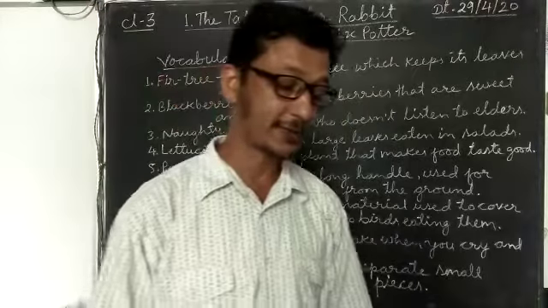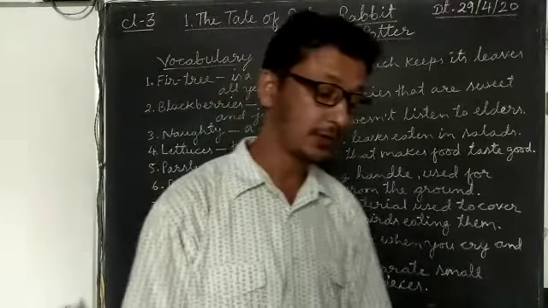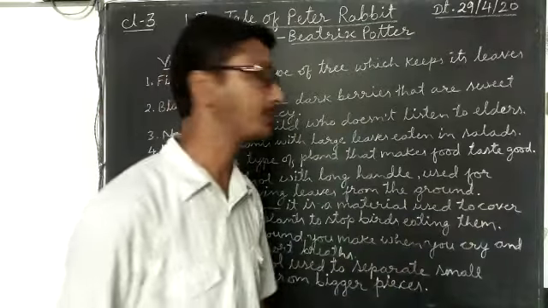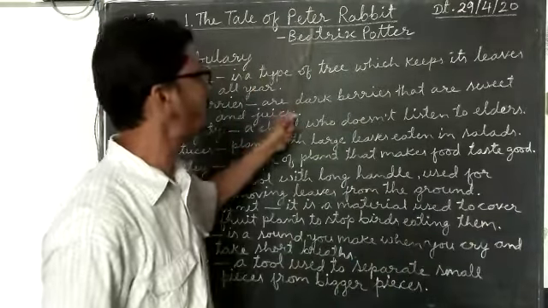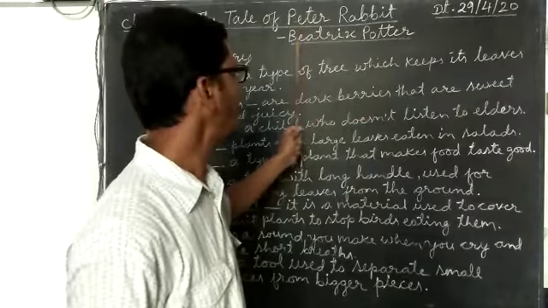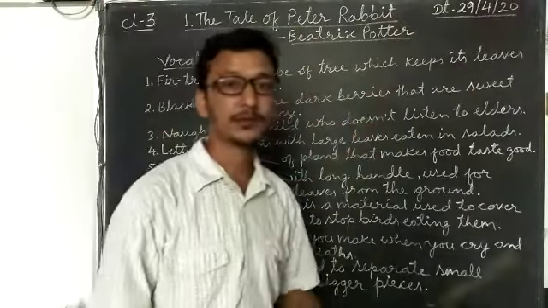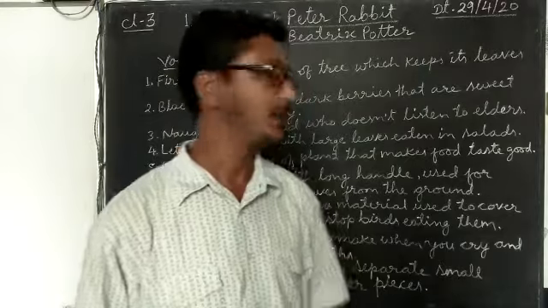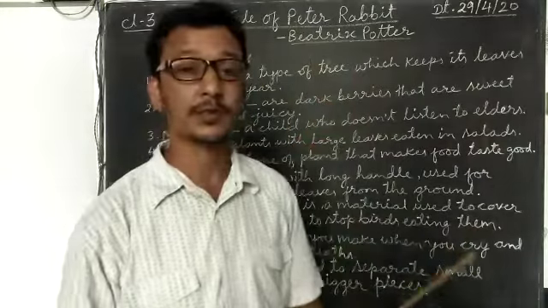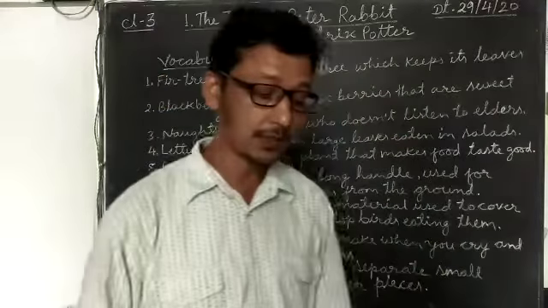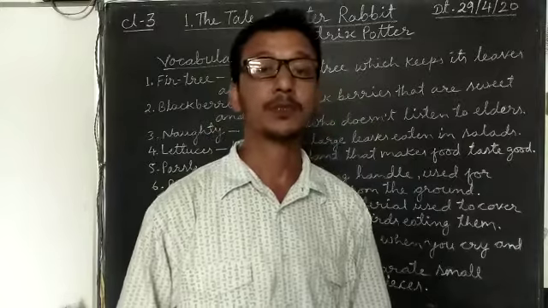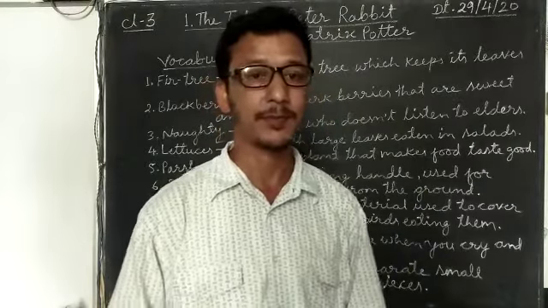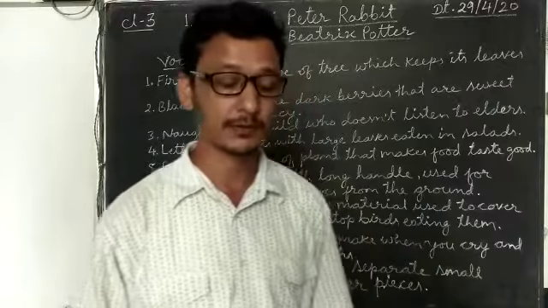Okay, hello students. In class 3 now, we are going to start our English readers first chapter, that is The Tale of Peter Rabbit by Beatrix Potter. So this is a very beautiful story for children written by Beatrix Potter, and here it is a story about a rabbit.